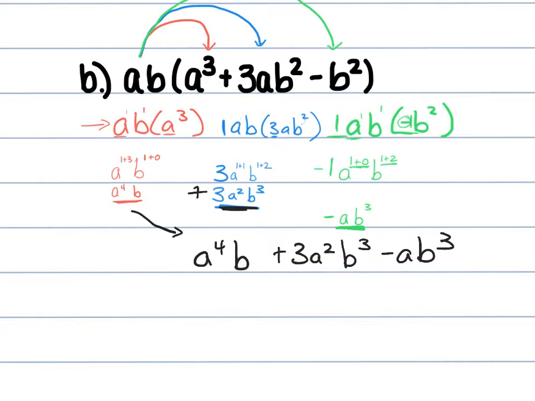Which of those things can be added together? I'm glad you don't know, because none of them. The only way that things could be added together is if their exponents were exactly the same. Like here I have an a to the fourth and a b to the first. I don't have any other a to the fourth and b to the first. Here I have an a squared and a b to the third. I don't have any other a squared b to the thirds. Here I have an a to the first, b to the third. I don't have any other a to the first, b to the thirds. So this is our final answer right there.